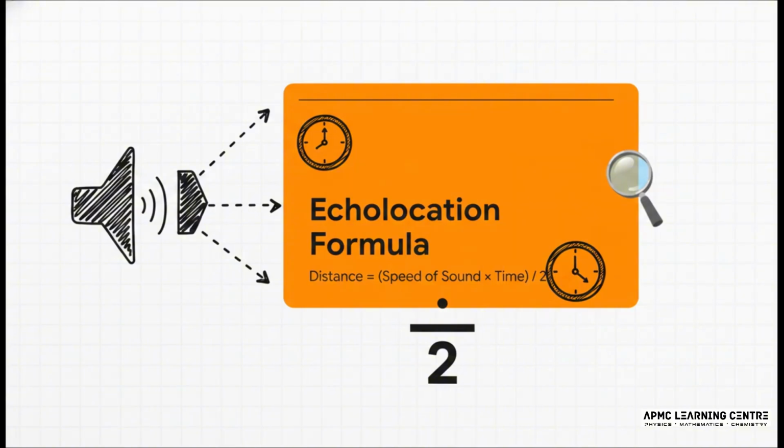The distance to an object is simply the speed of sound multiplied by the time it took. But, and this is the part you absolutely can't forget, you have to divide that number by 2. Why? Because the time you measured was for the sound to travel there and back. We only care about the one-way distance, so we cut it in half.